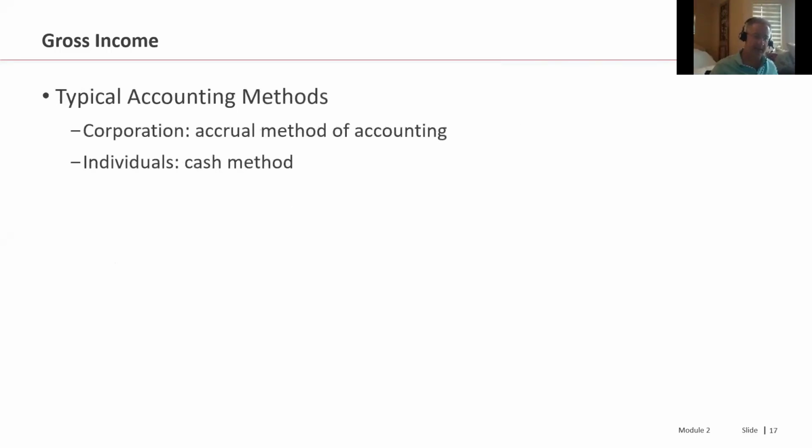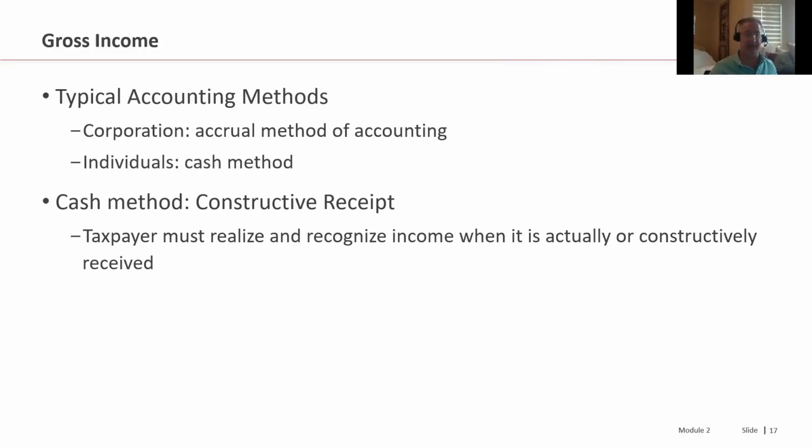The typical accounting method for a corporation, they used to at least almost always use the accrual method of accounting. When we get to accounting methods in Chapter 9 in this lecture, we'll see that they've really relaxed the rule about how many corporations have to use the accrual method. But in any event, many do. And almost all individuals use the cash method of accounting. Again, we'll break those down a little further when we get into Chapter 9.